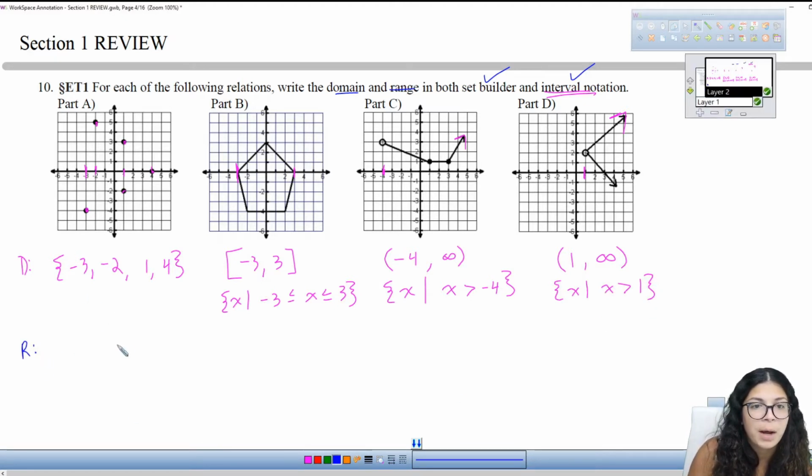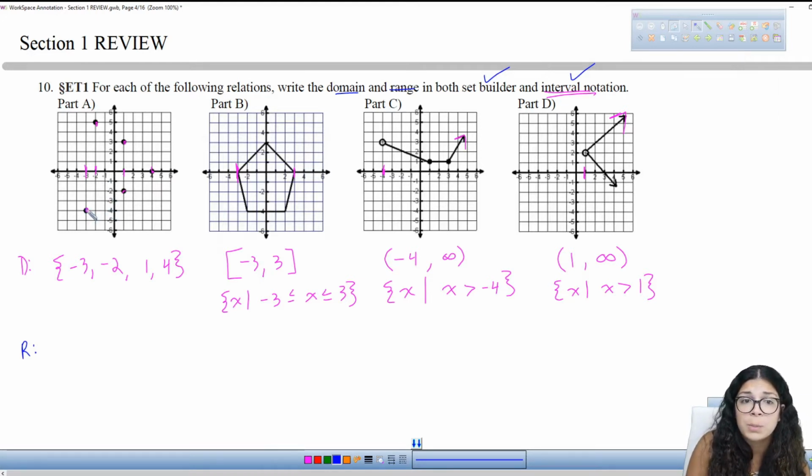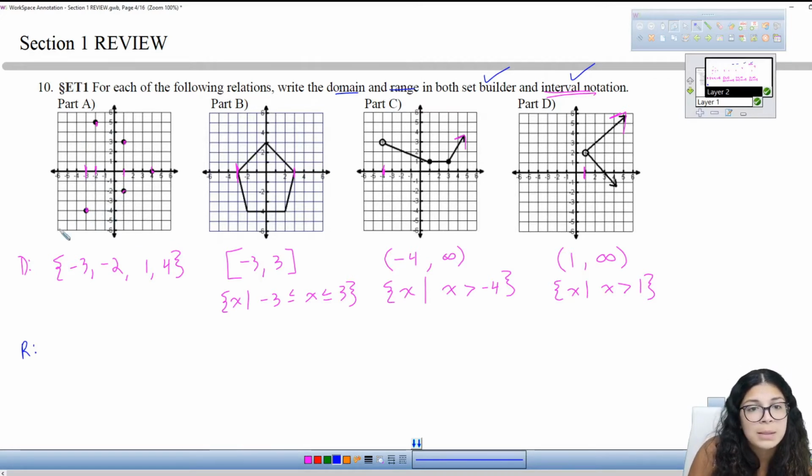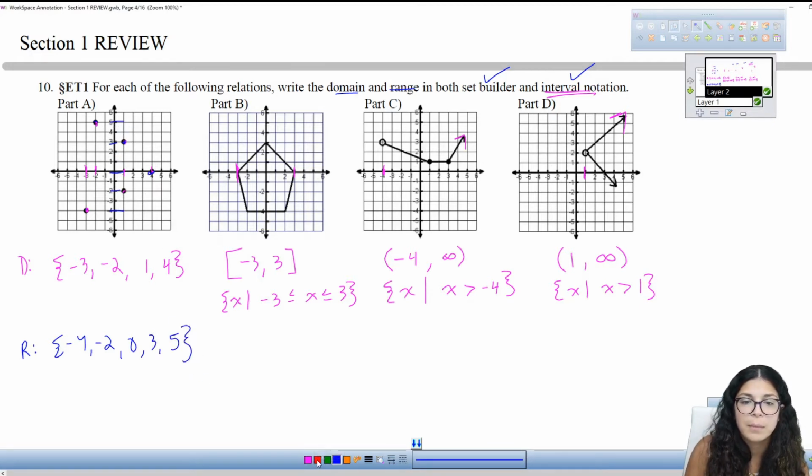Okay, so the range on the bottom. Again, for this one, I cannot write it in interval notation because there is no interval. It's just points. So starting from the lowest point, we have -4. Then our next point is this one, which has a y value of -2. Then our next one is this one, which has a y value of 0. Then we have this one, which has a y value of 3. And then lastly, this one, which has a y value of 5.